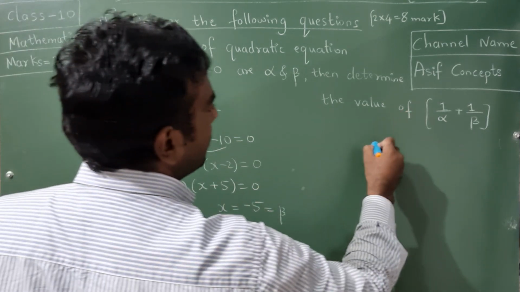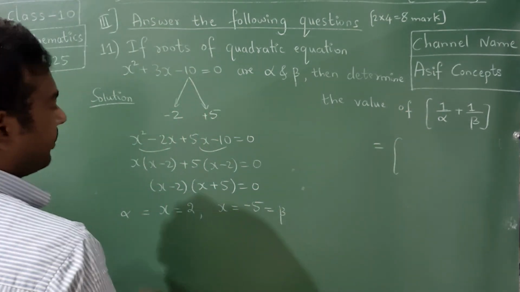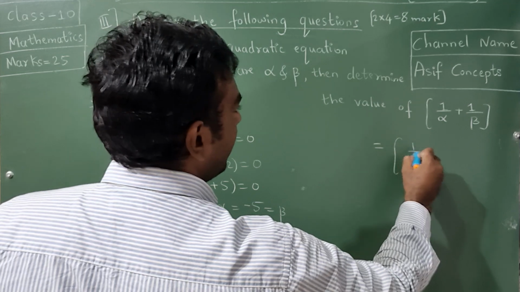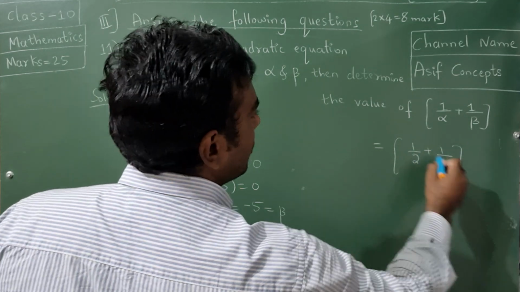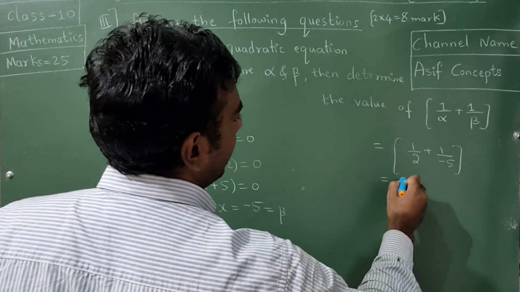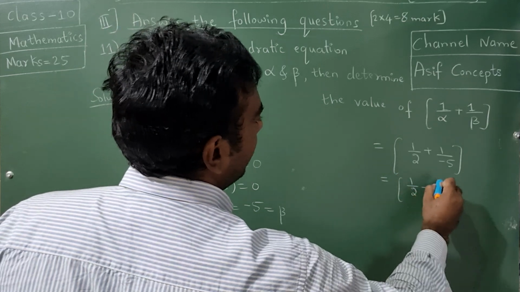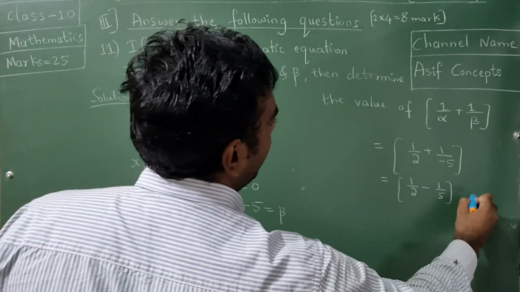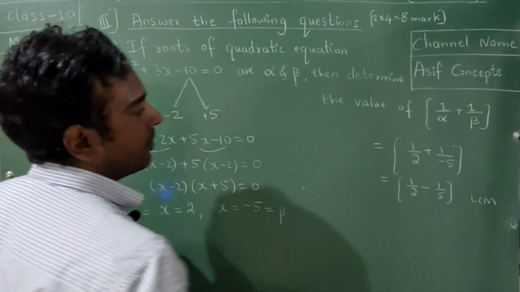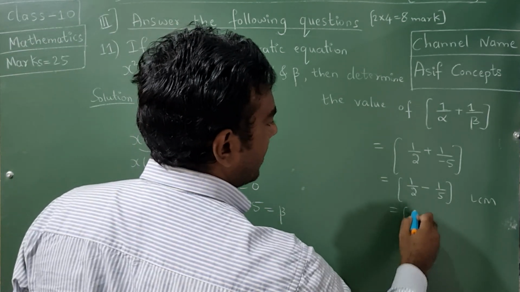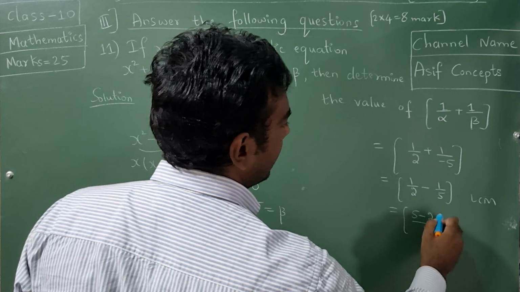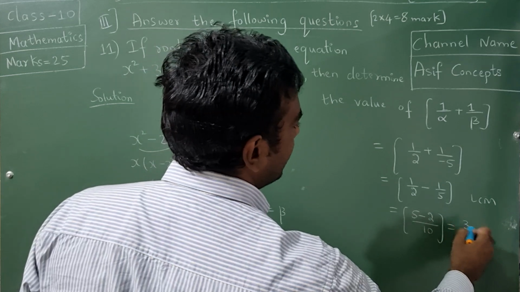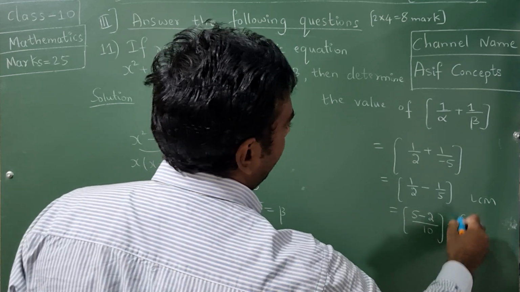Now substituting here in this, so 1 divided by 2 plus 1 divided by minus 5. So plus into minus is minus, so it will be minus 1 by 5. So if I take LCM, 5 into 1 is 5, 2 into 1 is 2, 5 2s are 10. So 5 minus 2 is 3. So 3 by 10 is the answer.